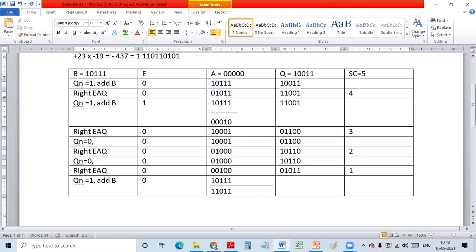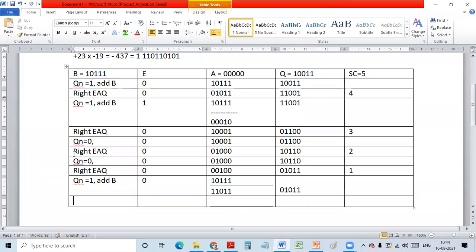Am I right? Yes, ma'am. Okay. And Q is the same as it is. It is 0, 1, 0, 1, 1. Okay. Now right shift. It is 0, 0, 1, 1, 0, 1. And this 1, 0, 1, 0, 1. 1 will be lost. And the sequence counter becomes 0. As and when SC becomes 0, the algorithm is finished. Right?